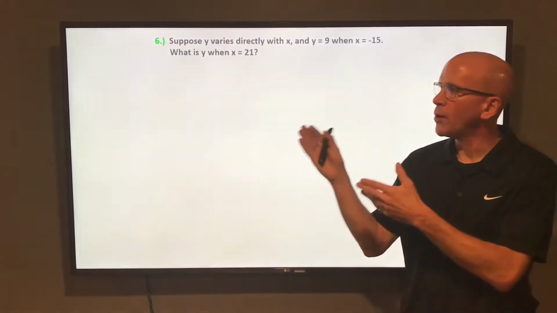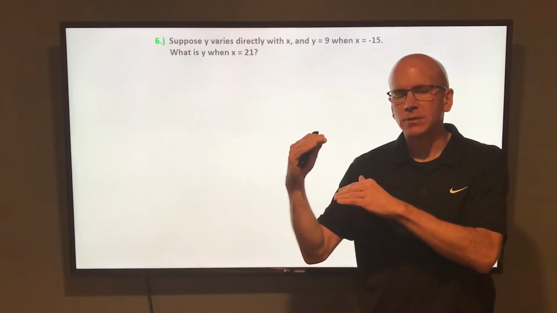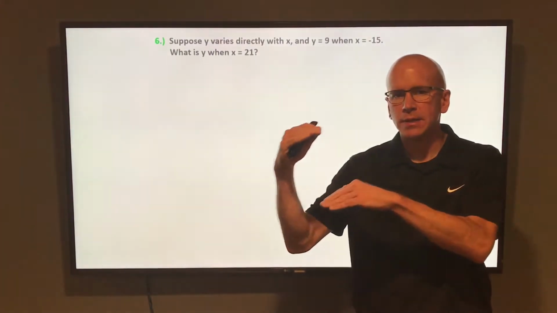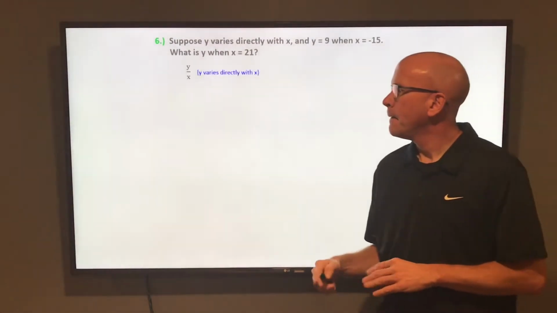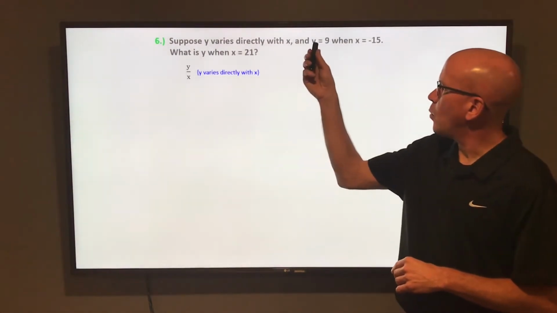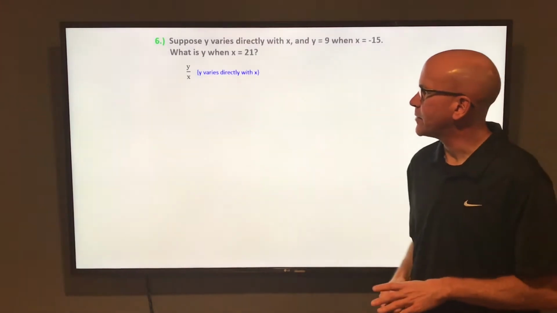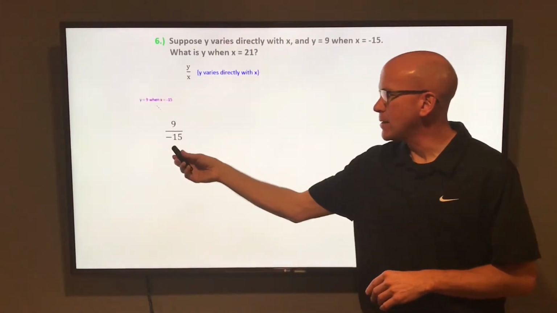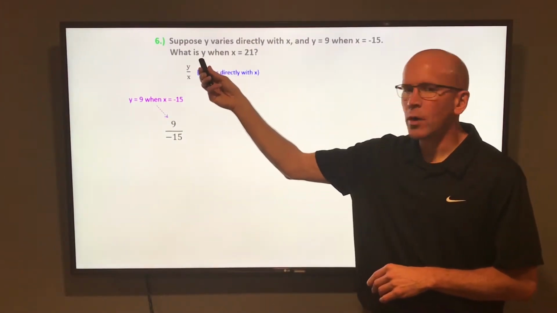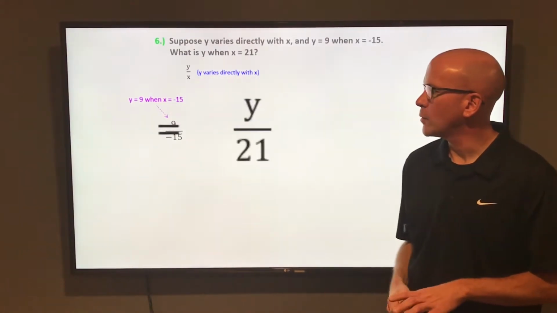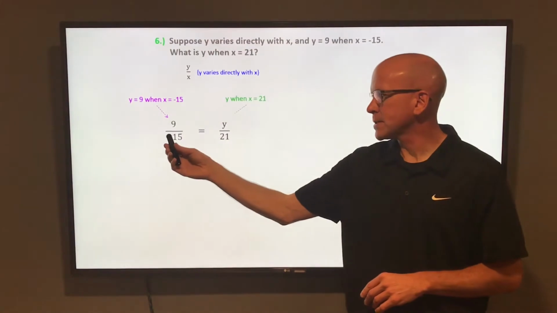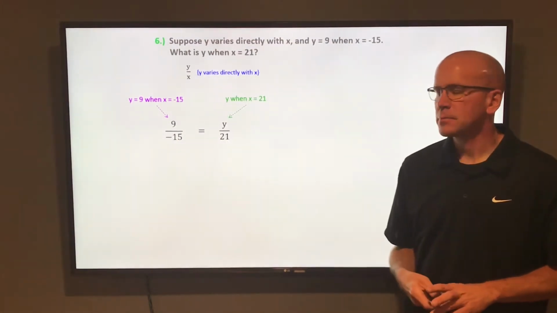So for each point here, when you divide y by x, it's going to be the same. So y over x is equal to y over x, which is equal to y over x. If we take this y being 9 and x being negative 15, that's equal to this y, which you don't know, divided by 21.